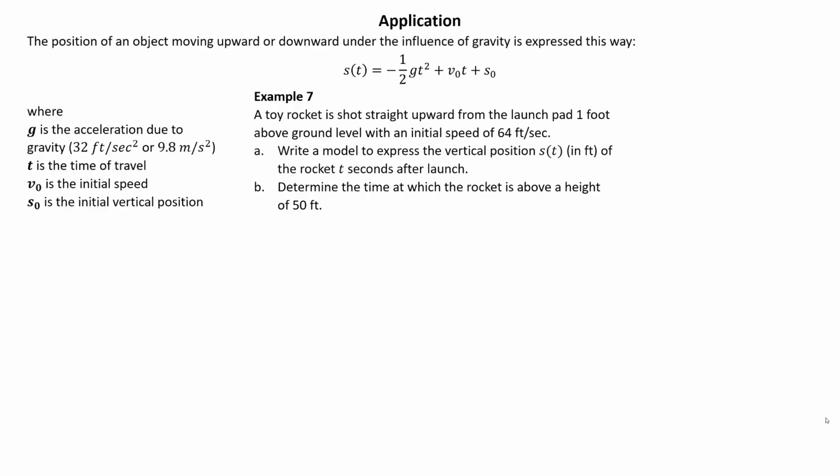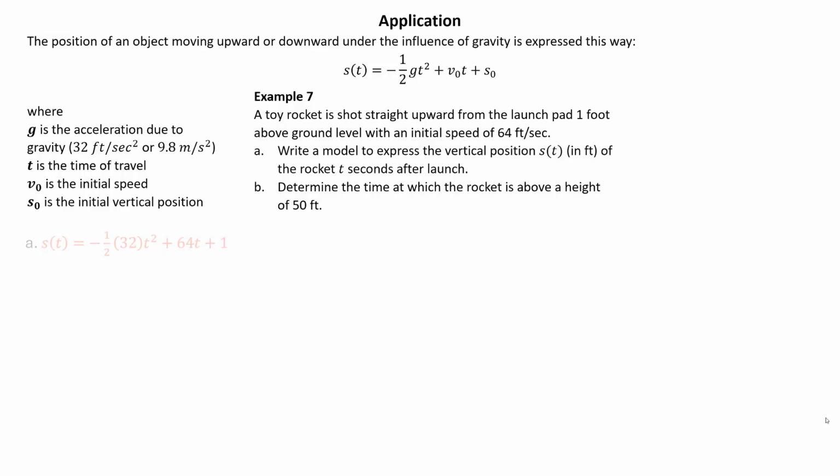And so here's an example. A toy rocket is shot straight upward from the launch pad 1 foot above ground level with an initial speed of 64 feet per second. A, write a model to express the vertical position S of t in feet of the rocket t seconds after launch. B, determine the time at which the rocket is above a height of 50 feet.